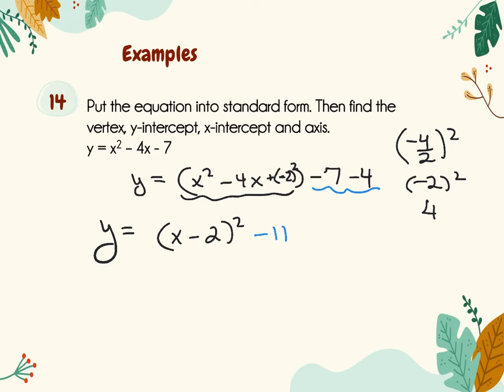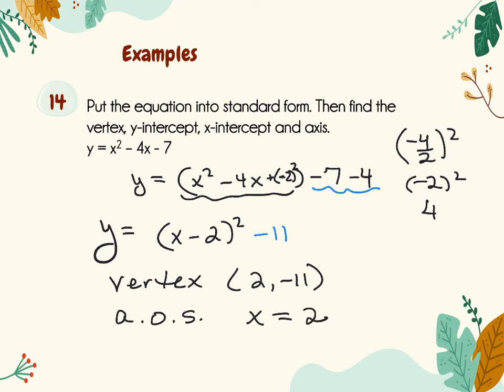I now can pull out my vertex. My vertex is located at the ordered pair (2, negative 11). My axis of symmetry, I'll abbreviate that as AOS. Again, remember, it's the h of your vertex, but it's an equation, so it's x equals 2. Next, I can find the y-intercept. And remember, you can go back to the original and pull out that c. So my y-intercept is (0, negative 7).